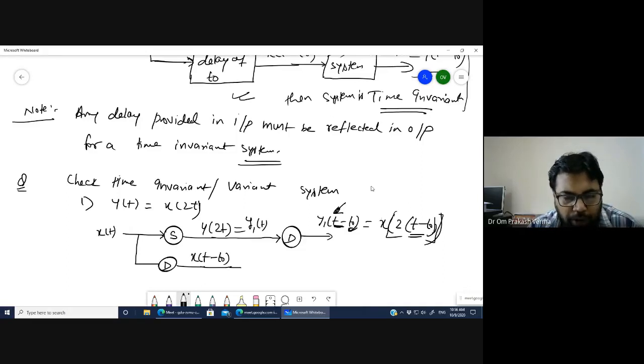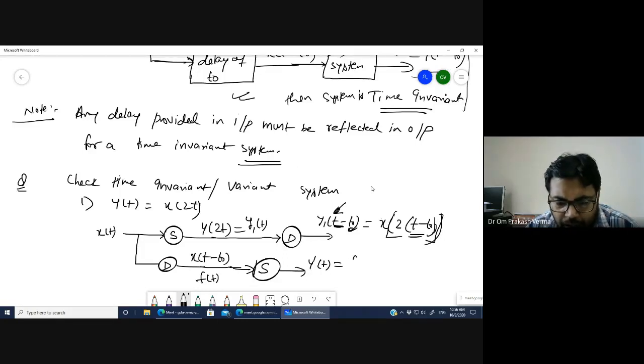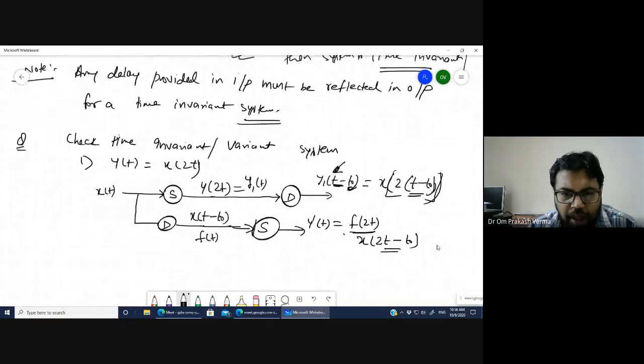Okay, so how will it work? First you are passing through some delay system, x(t minus t naught), right? Then let's say this is f(t). Let's take this f(t) and pass it through some system. System will provide what? Let's say this is y dash t. This one is nothing but f of 2t, right? So what is f of 2t? f of 2t means x of 2t minus t naught. f of 2t minus t naught, right? Is it understood or not?